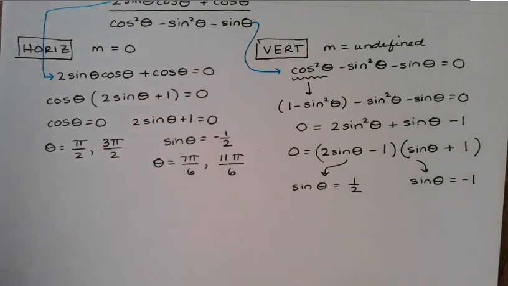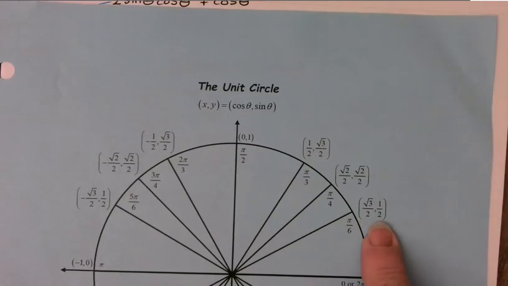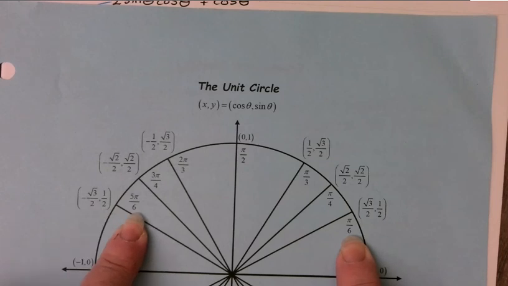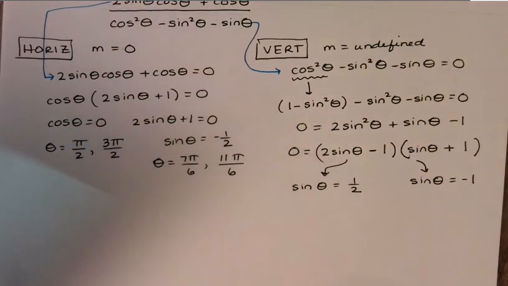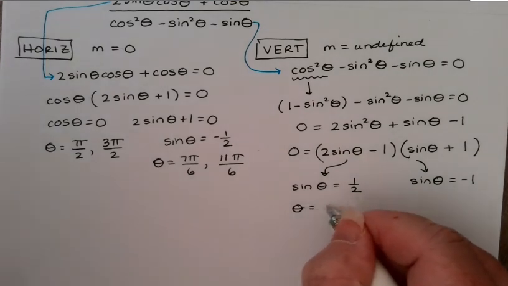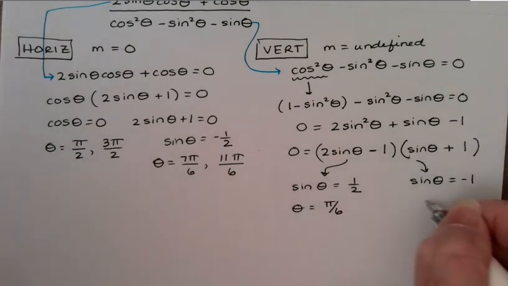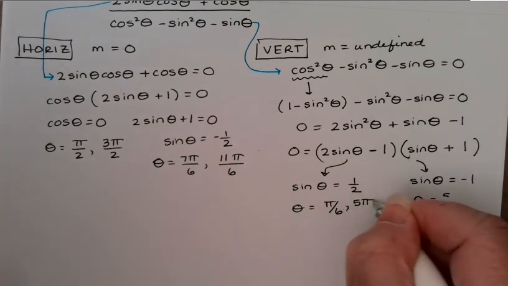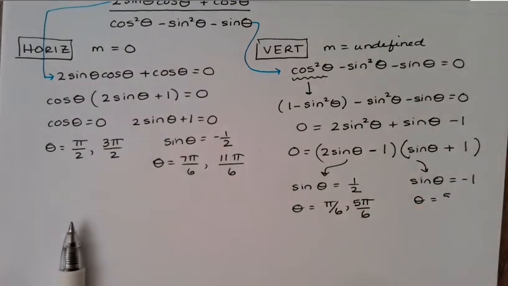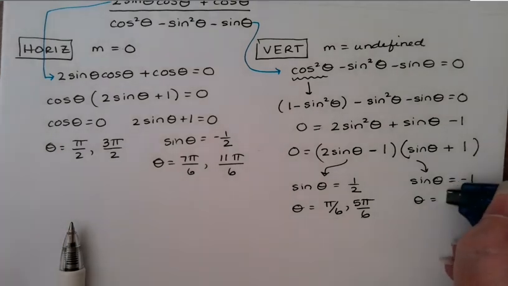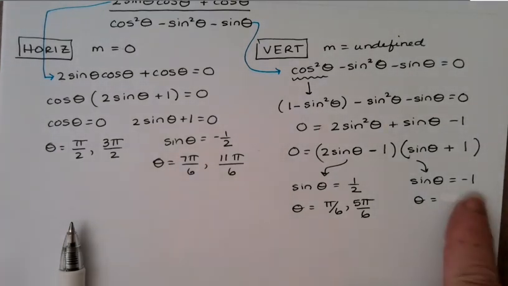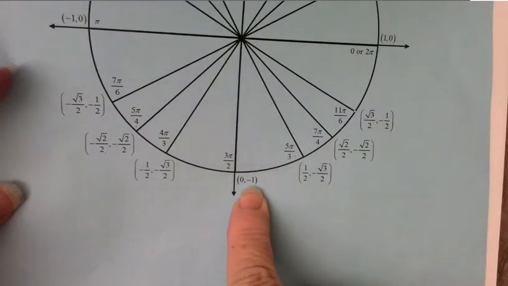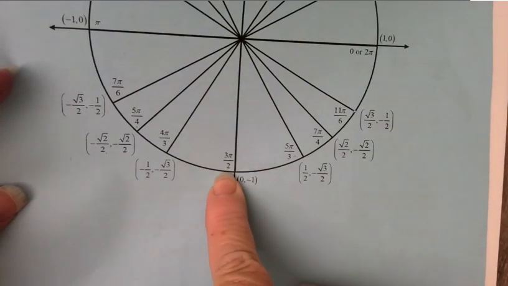Sine theta equals 1/2. There and there. Pi sixths and 5 pi sixths. Oops. Jumping the gun here. Sine theta equals negative 1. Just right there at 3 pi over 2.